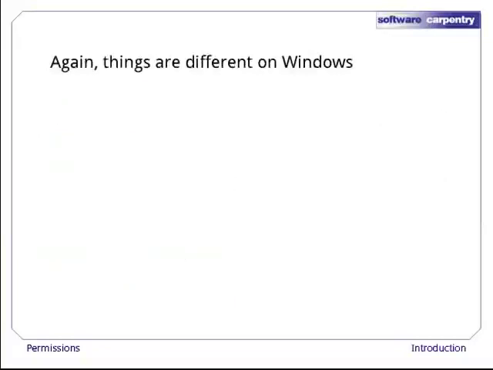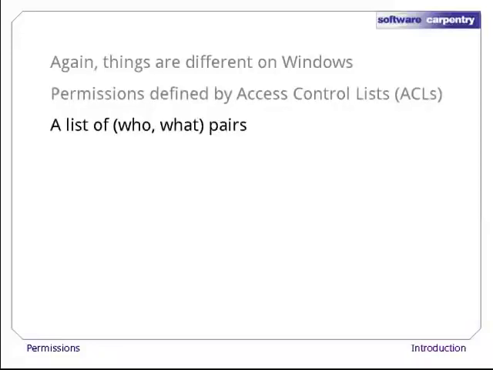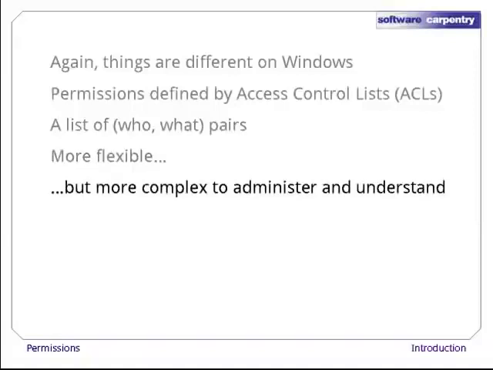As we said at the outset, though, things work differently on Windows. There, permissions are defined by access control lists, or ACLs. An ACL is a list of pairs, each of which combines a who with a what. For example, you could give the mummy permission to append data to a file without giving him permission to read or delete it, and give Frankenstein permission to delete a file without being able to see what it contains. This is more flexible than the Unix model, but it's also more complex to administer and understand, at least on small systems. If you have a large computer installation, nothing is easy to administer or understand.